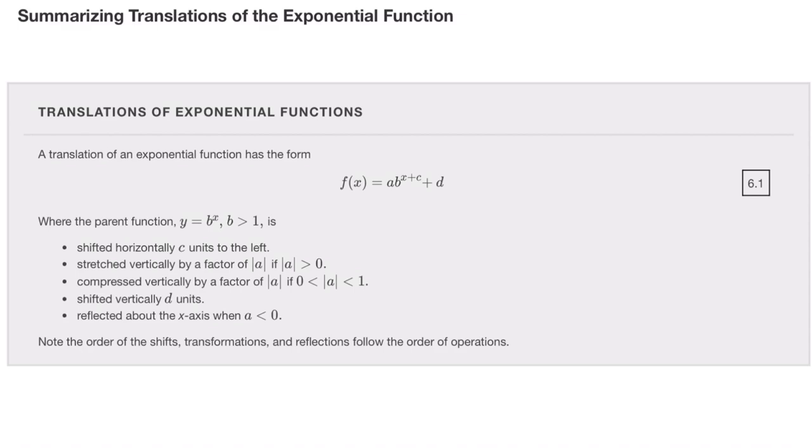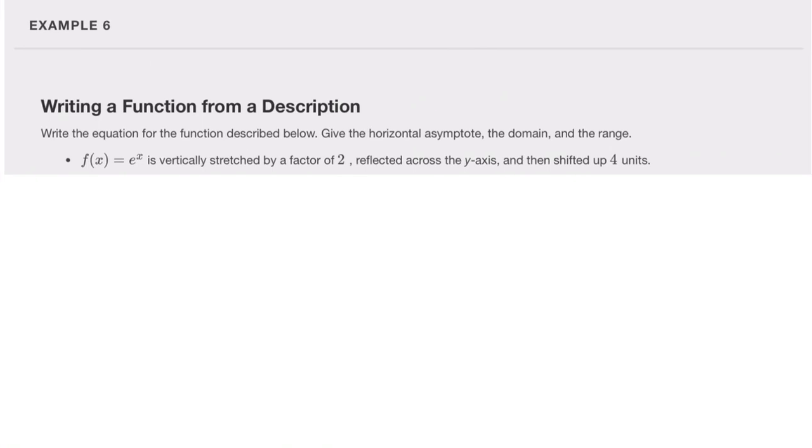Let's work an example. I think this might be the last one. Write an equation of the function described and then give the horizontal asymptote, the domain, and the range. Good, we don't have to graph it. Our base function is f of x equals e to the x. It's stretched vertically by a factor of 2. So if that's our f, we're going to create a function.